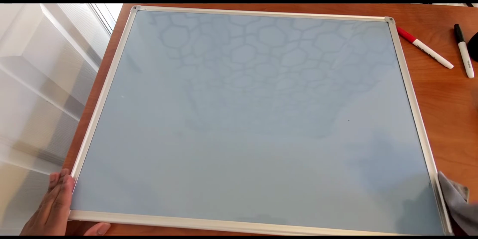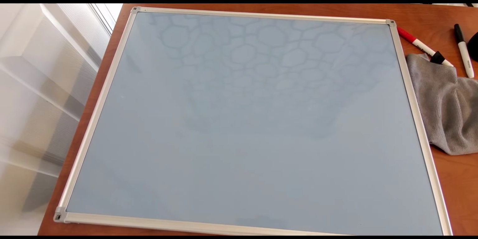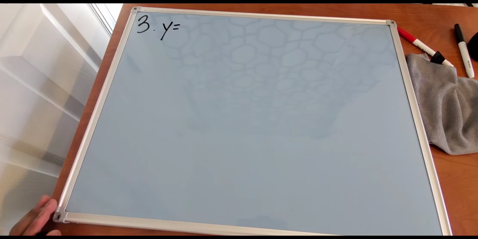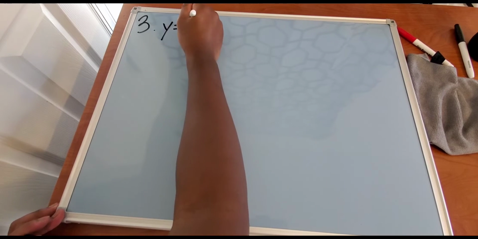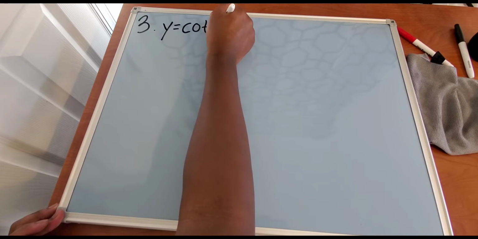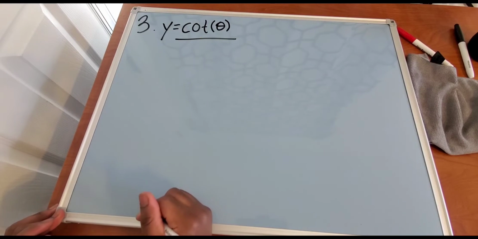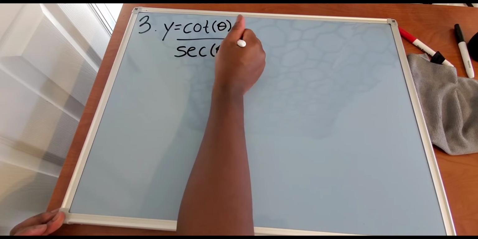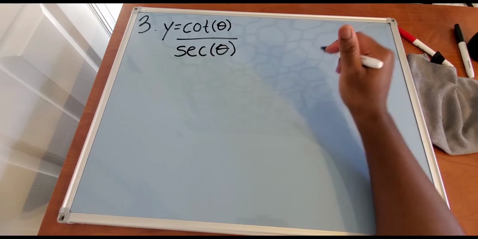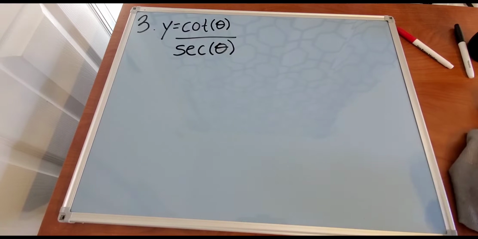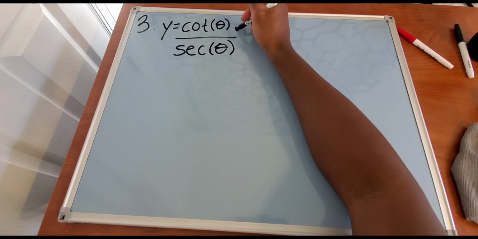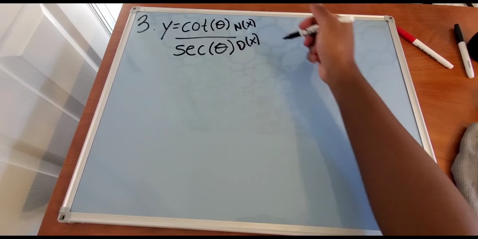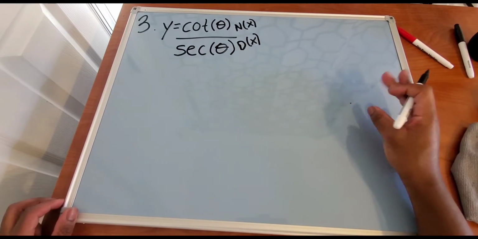So for question 3, let's see. For question number 3, we have y is equal to cotangent of theta over secant of theta. Okay, so we can identify our numerator and our denominator. So cotangent of theta is our numerator function, n of x, and secant of theta is our denominator function, d of x. So what we want to do now is just use the quotient rule.